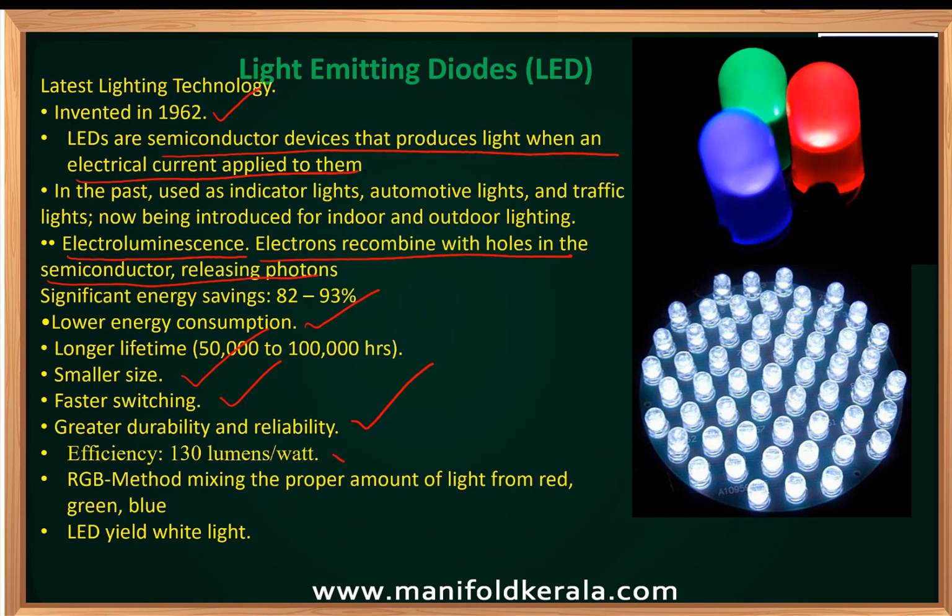Understand? So they are highly energy efficient, with low energy consumption, smaller in size, very fast switching, greater durability and reliability, and very good luminous efficiency, 130 lumens per watt. In the RGB method, mixing the proper amount of light from red, green and blue gives white light. LEDs yield white light.